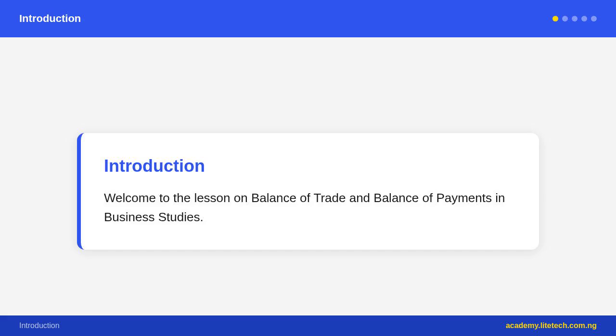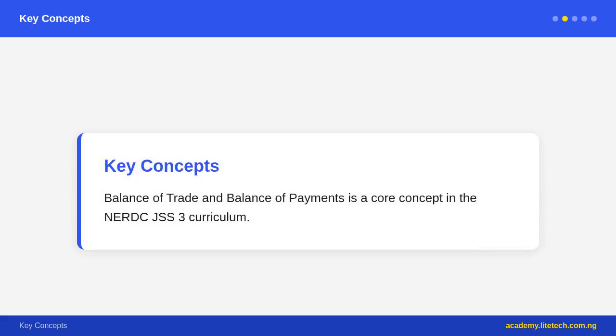2. Trade deficit, unfavorable balance of trade, when a country's imports are more than its exports. Import spending minus export earnings equals trade deficit. More money flowing out than in, this can weaken the currency.